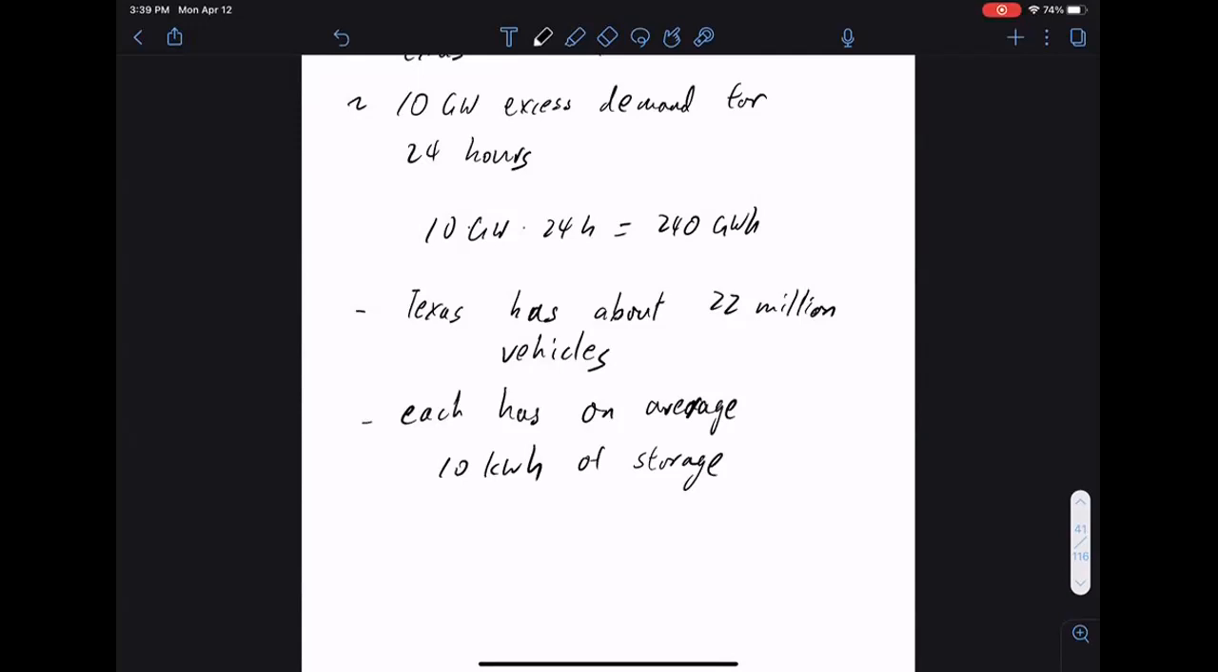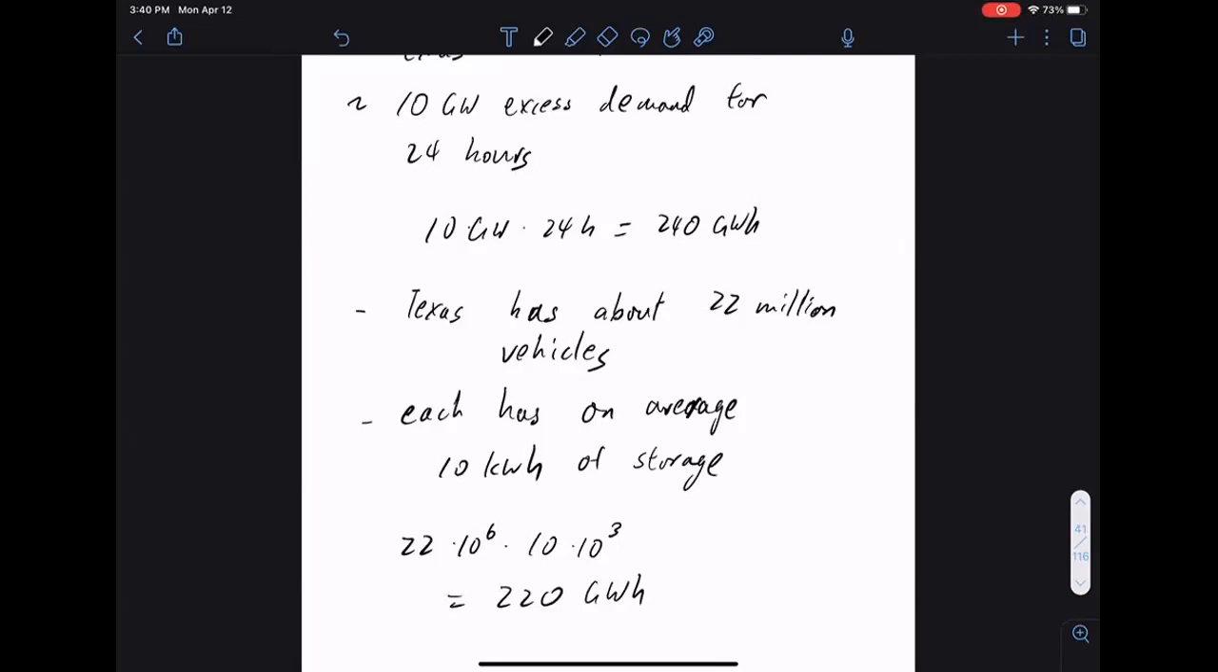Let's multiply this together. I have 22 million times 10 times 10 to the 3, so you get about 220 gigawatt hours. Not too bad. It's close to the 240 gigawatt hours we needed to supply the demand. So if they're all electric vehicles and on average they have 10 kilowatt hours, you come relatively close to supplying this power to the grid.